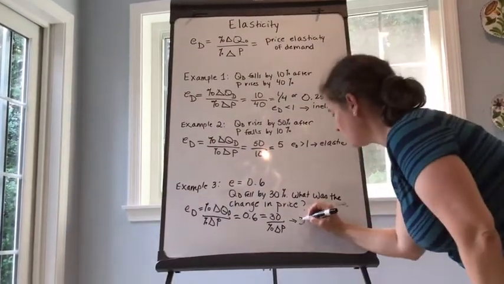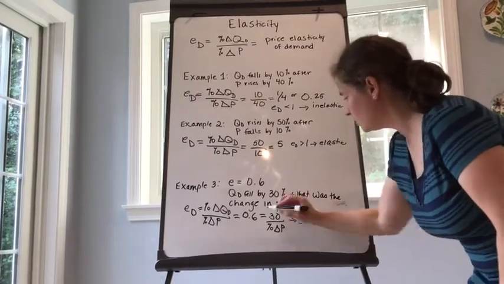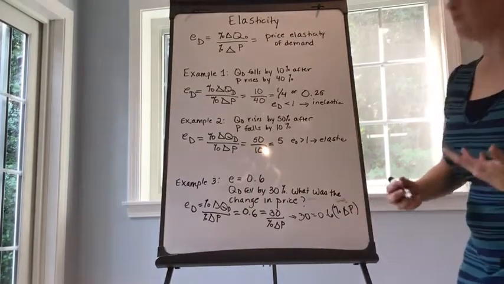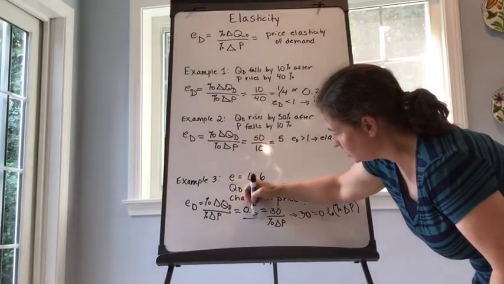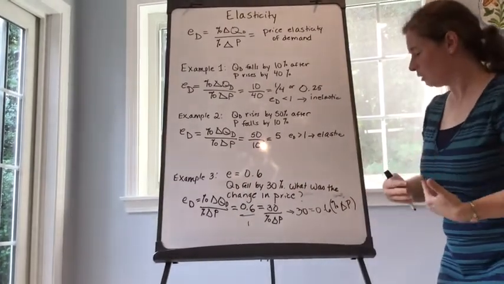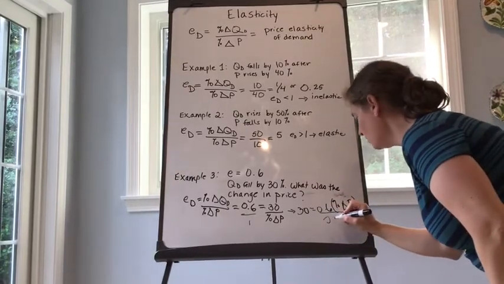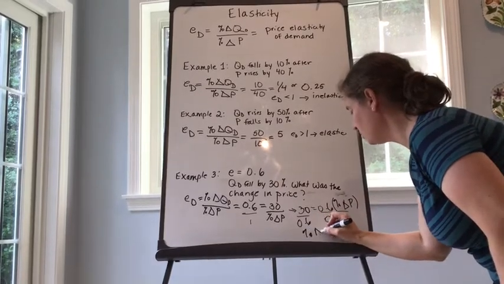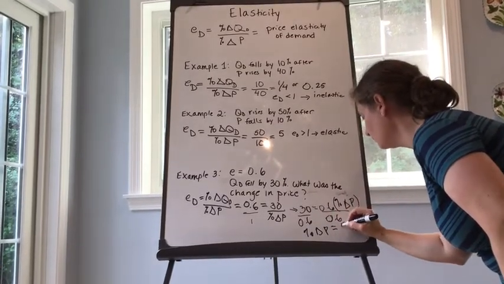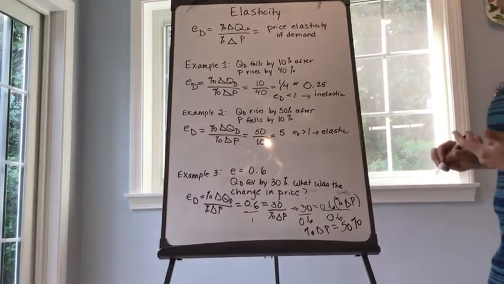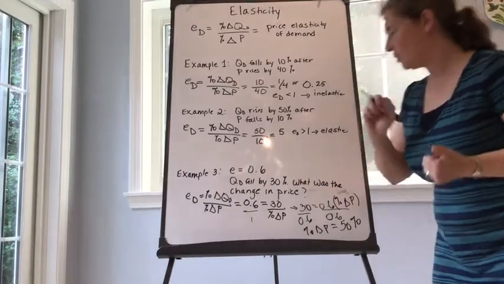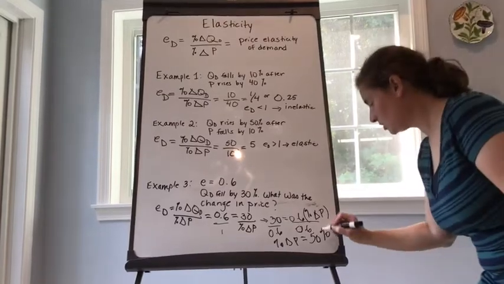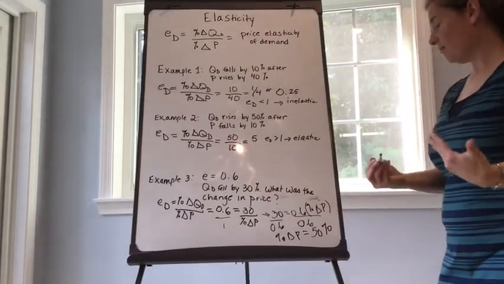So what I'm going to do is say my percent change in Q, 30, equals 0.6 times the percent change in price. So I'm taking advantage of cross-multiplying. You can think of putting this over 1 and saying these two ratios are equal to each other. Now, if I divide each side by 0.6, what I will see is my percent change in price is actually equal to 50%. So the change in price, remember, quantity fell by 30%. That tells me, following the law of demand, price must have risen. In fact, price rose quite dramatically by 50%.